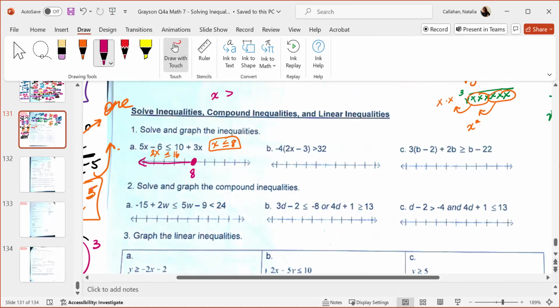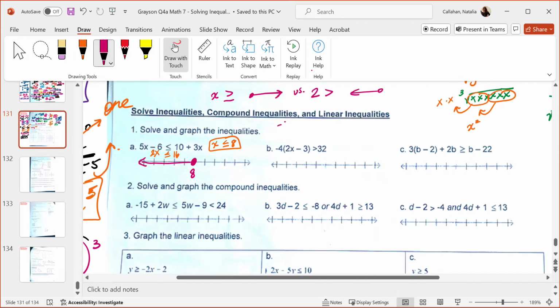If it's eating the number, you go to the right. Or the letter, you go to the right. Correct? Versus if it's eating a number like that, you go to the left. Okay?